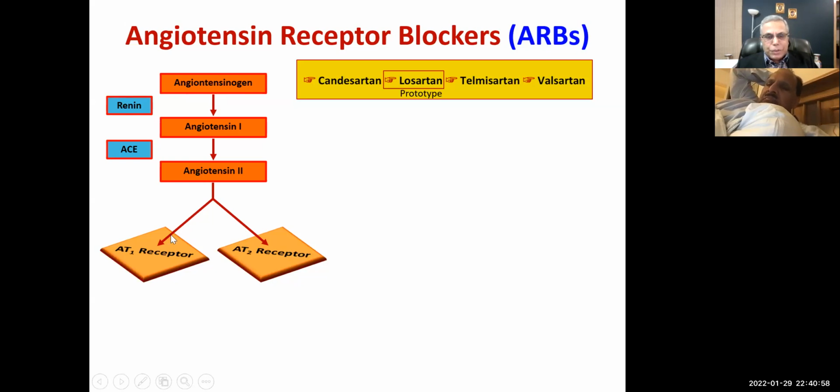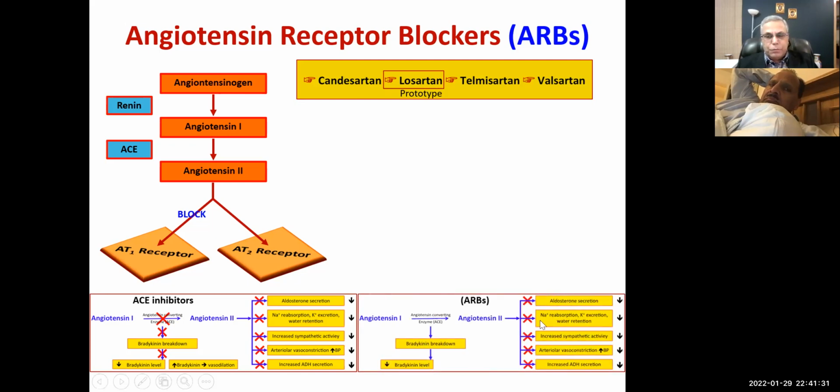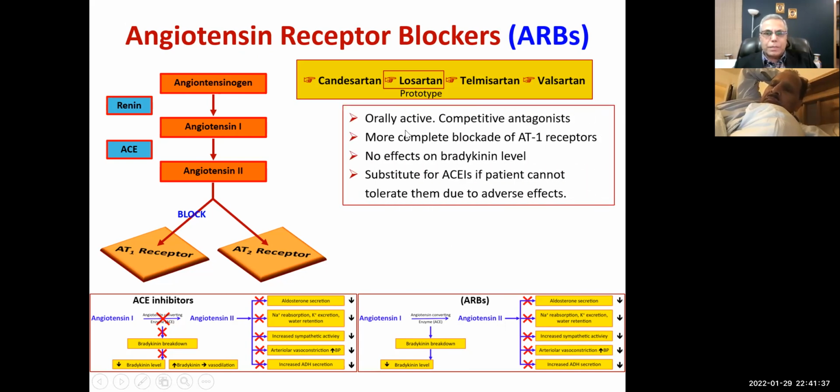So these drugs are mostly blocking angiotensin 1 receptor. These angiotensin 2 receptors are mostly found in early life, in fetal stage, right? So they block here, and all these effects of angiotensin will be dampened. No drug completely eliminates the effects of the receptors, but what it does is it reduces the activity of the receptors, all right? So ARBs will stop all these actions of angiotensin 2, and these drugs are orally active. They are competitive antagonists, okay?